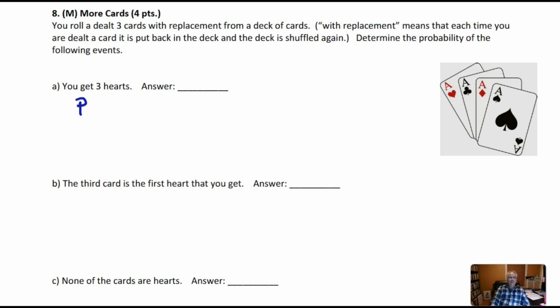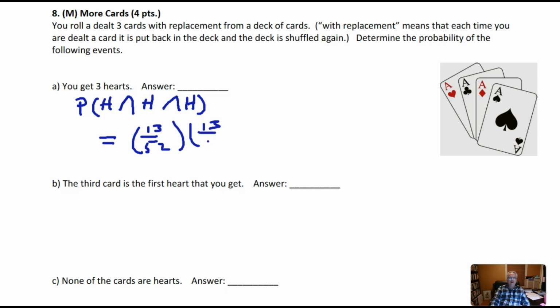Well, this is the probability that the first card is a heart, and the second card is a heart, and the third card is a heart, which would be 13 out of 52. That's the probability of getting a heart, times 13 out of 52, times another 13 out of 52, and that ends up being 0.016. So there's a 1.6% chance of that happening.